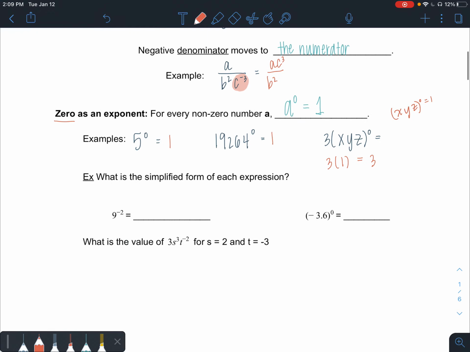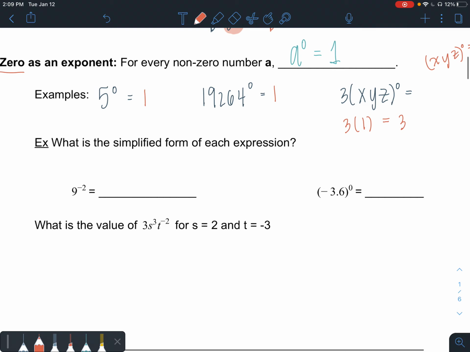Okay, so go ahead and try these on your own. All right, so what you would have done was rewrite this over 1. And so you have 9 to the negative 2 over 1. So then this is technically 1 times 9, so you have 1 over 9 squared. So that moves to the denominator, making that positive. And then when you simplify, you get 1 over 81.